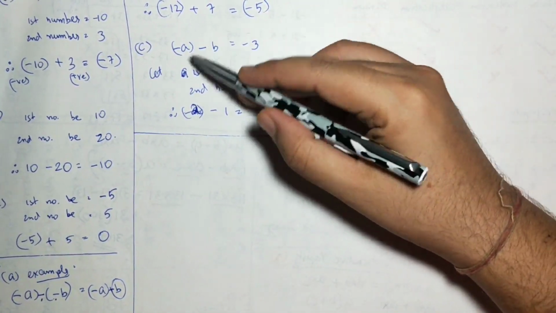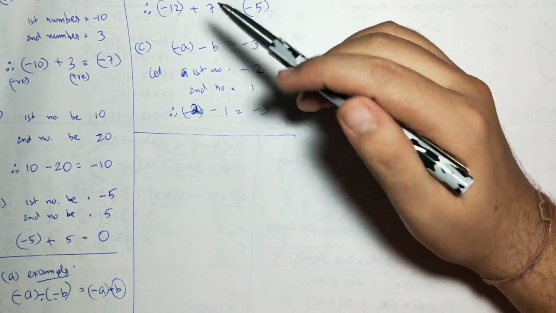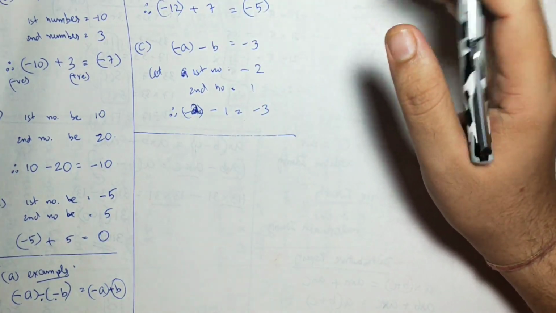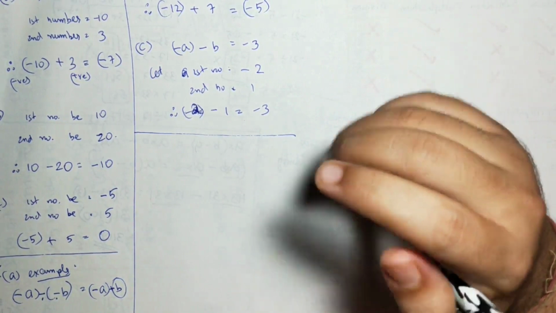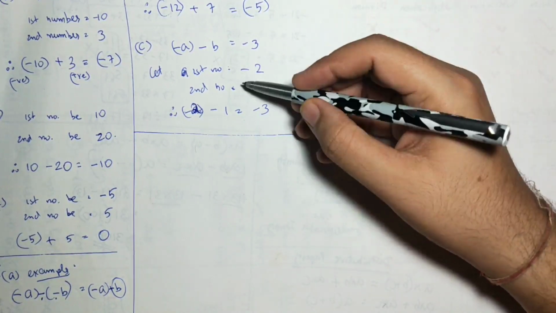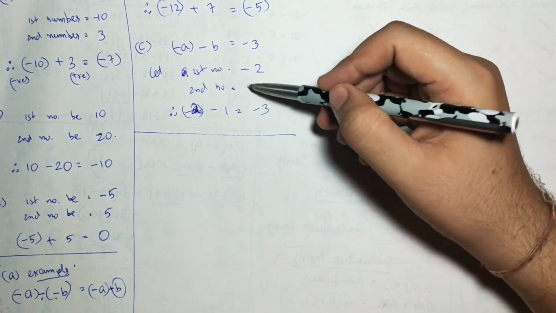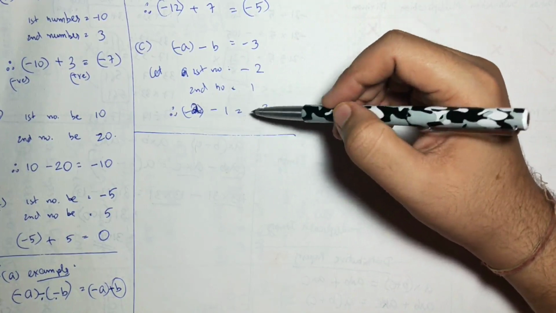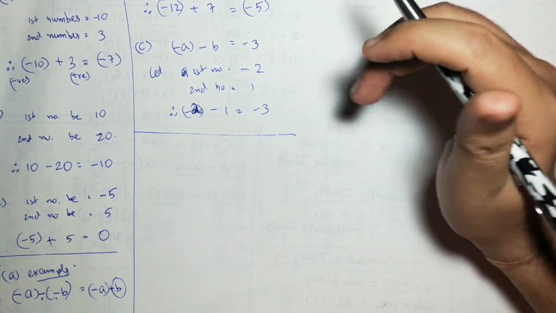Except for C, you will get infinite answers to them. This C will have only two answers. So the next option for C is take a as -1 and b as 2. So -1 -2 will be again -3. Only 2 options are there for C.